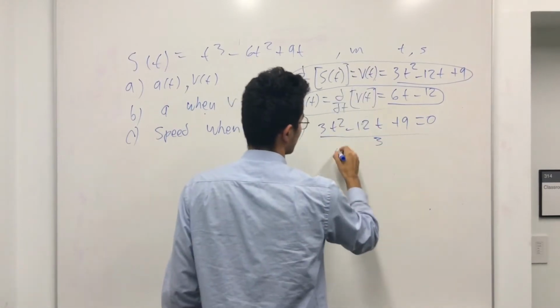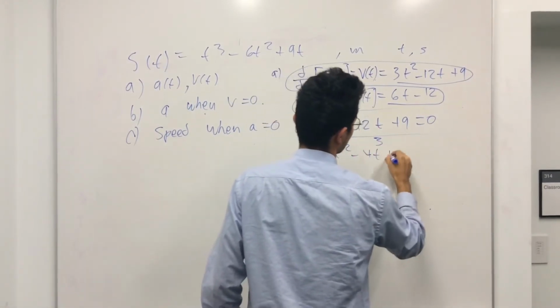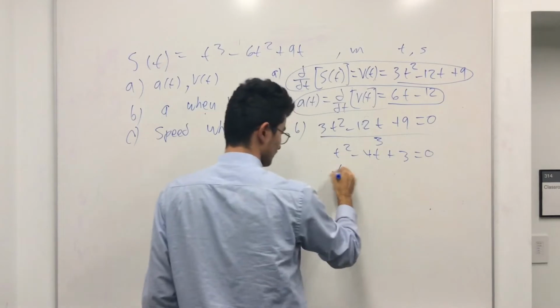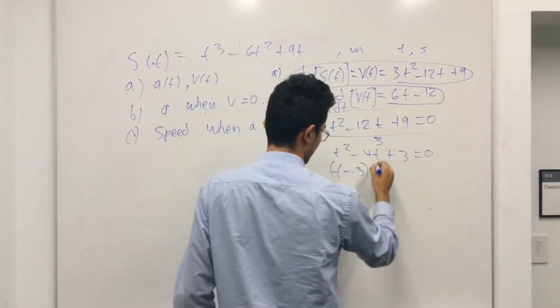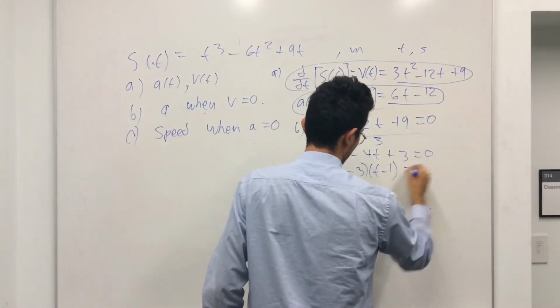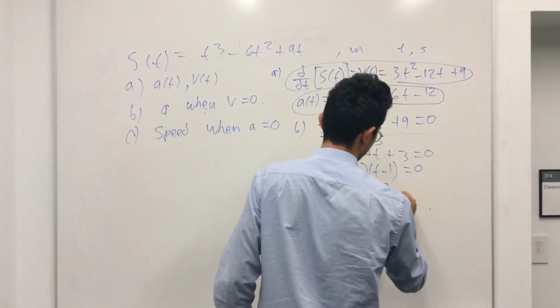Here we just divide by 3. We have t squared minus 4t plus 3 equal to 0. So (t minus 3)(t minus 1). So the velocity is 0 at t equals 3 and 1 seconds.